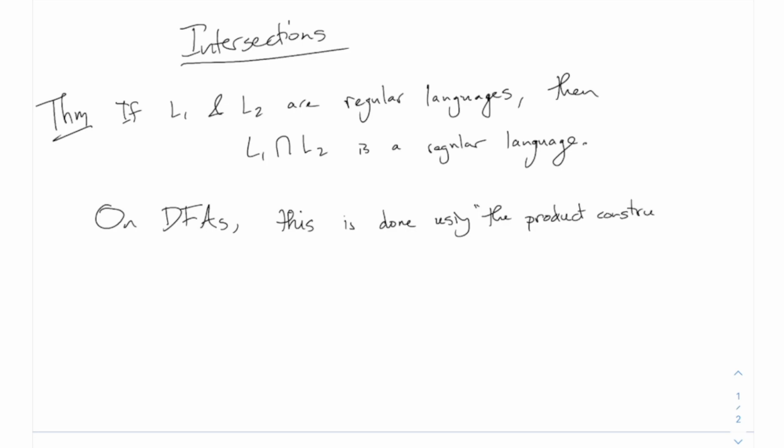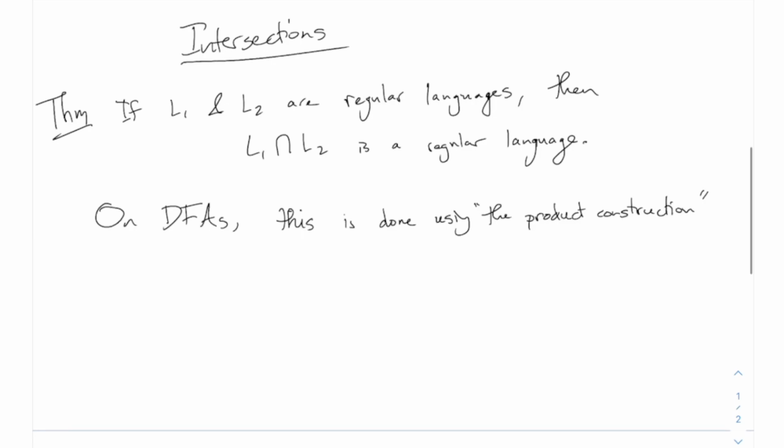And you'll see why it's called a product once we talk about it a little bit. I thought we'd start by just doing an example of the product construction. And then we'll go back and see why exactly it works. I mean, that's the theorem that I wrote there. If you wanted a proof of the theorem, why is it that L1 intersect L2 is a regular language? Well, it has to do with this particular construction. So here's an example just to demonstrate.